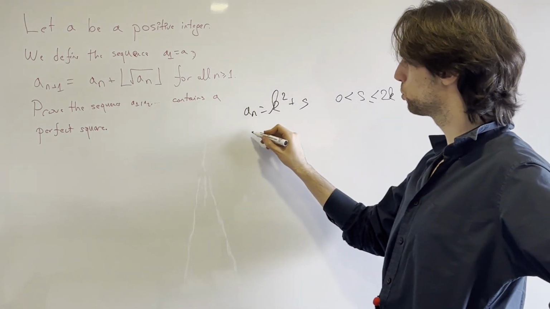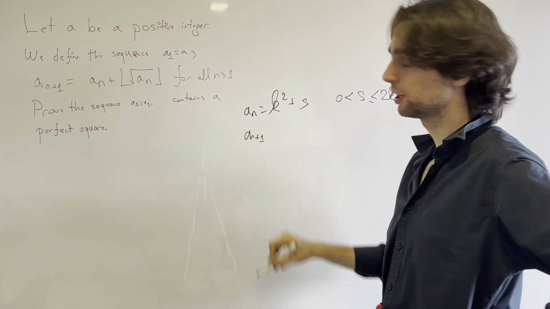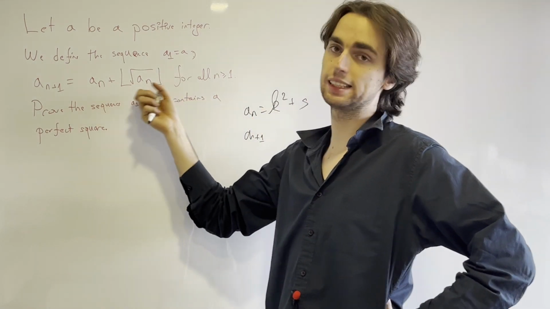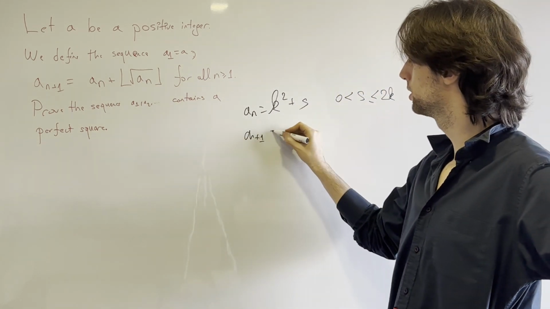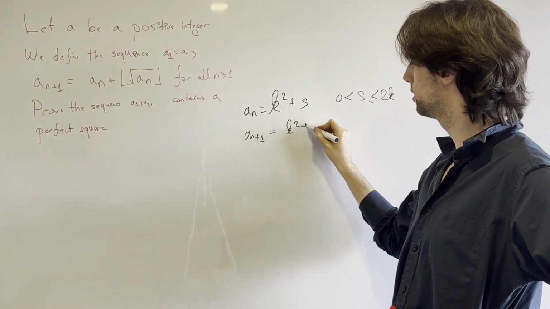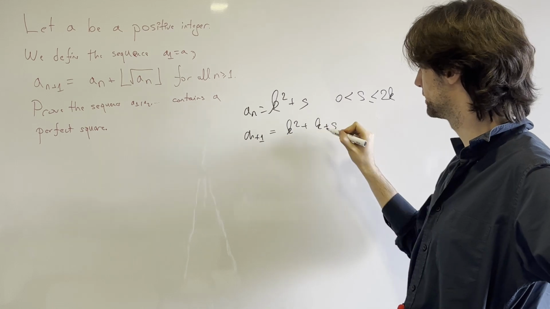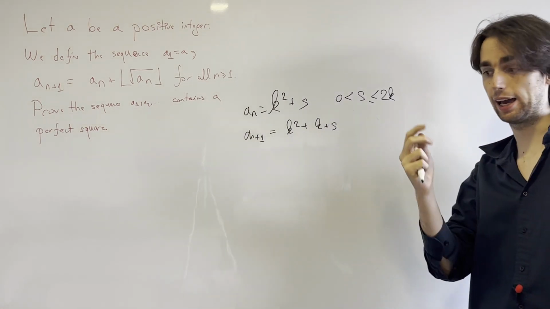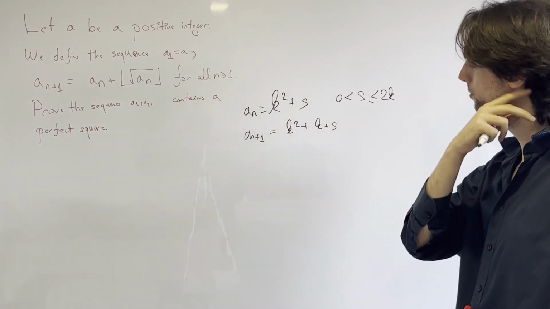And then a_{n+1} is equal to what? And I write it like this because now I know what this thing is. This is k. So then this is equal to k squared plus k plus s. Okay? Now, I have two options.